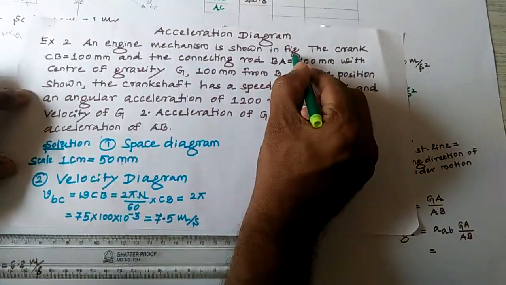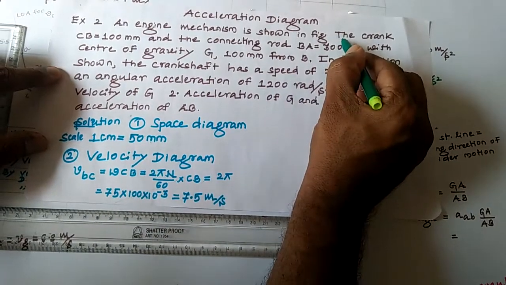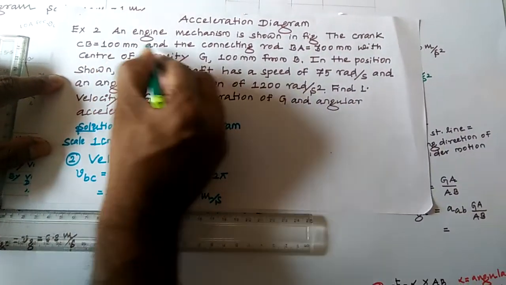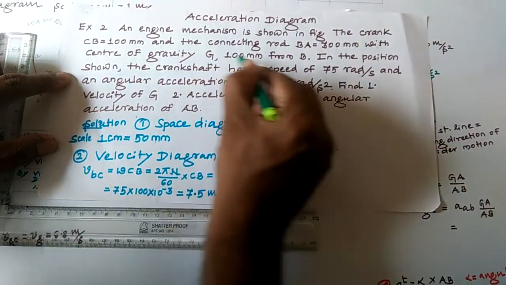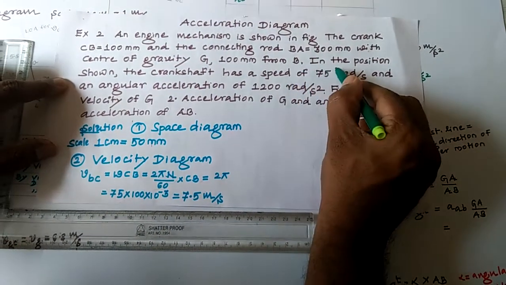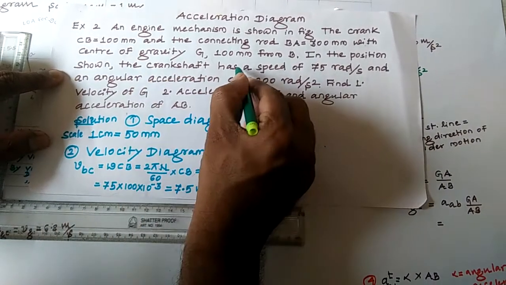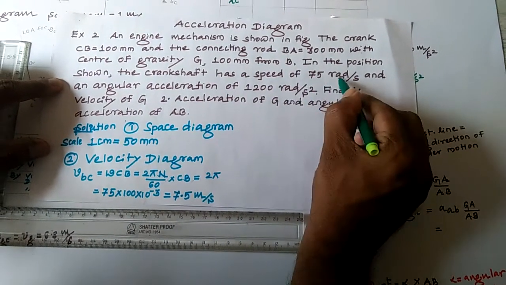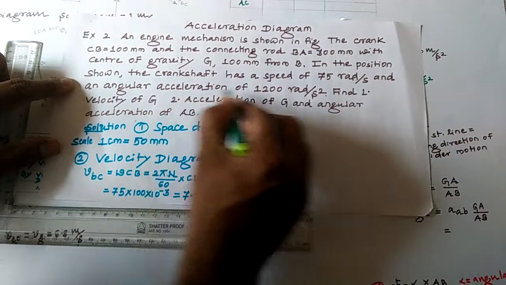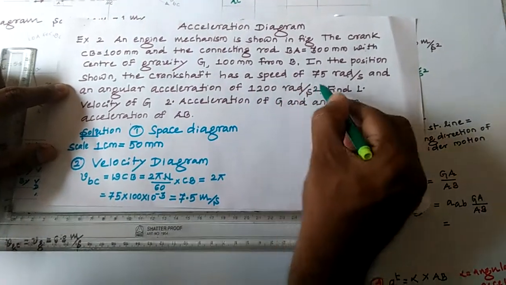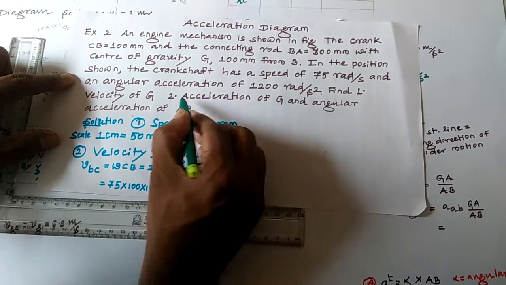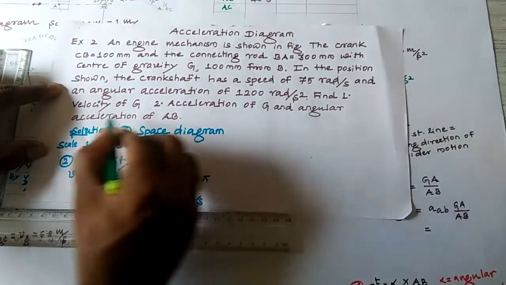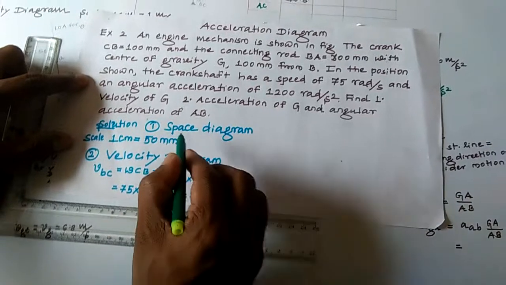Example 2. An engine mechanism is shown in figure. Okay, they are given already figure. The crank CB is 100 mm and the connecting rod BA equal to 300 mm with the center of gravity G 100 mm from the B. In this position shown, the crankshaft has a speed of 75 radian per second and an angular acceleration of 1200 radian per second square. Find one, velocity of the G, second, acceleration of the G and angular acceleration of the AB. First I'll go for the space diagram.